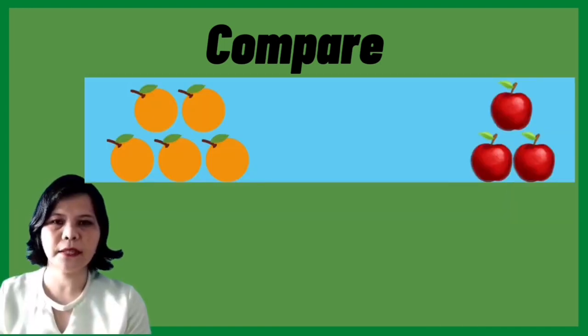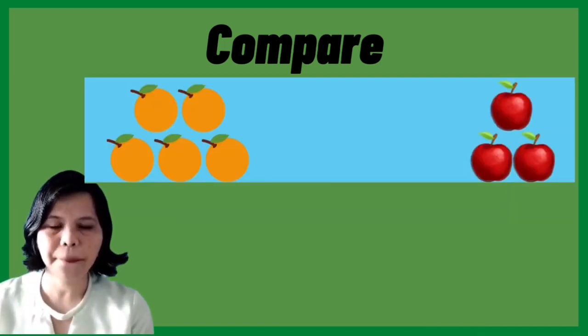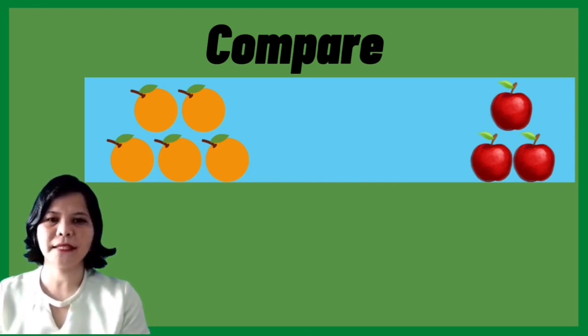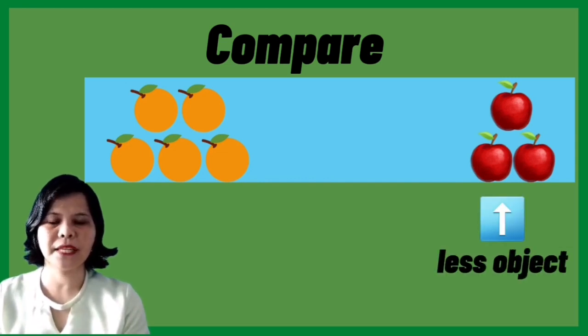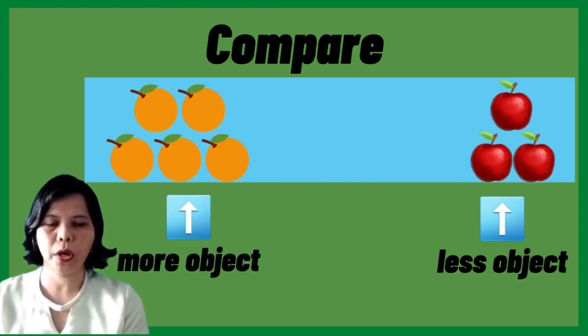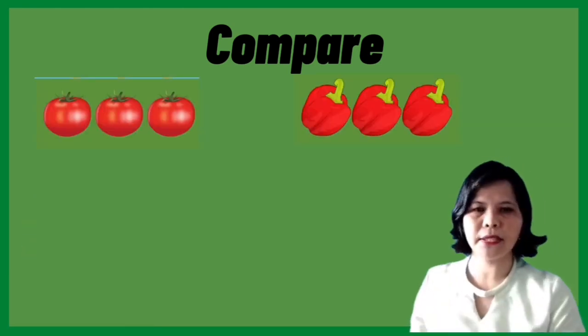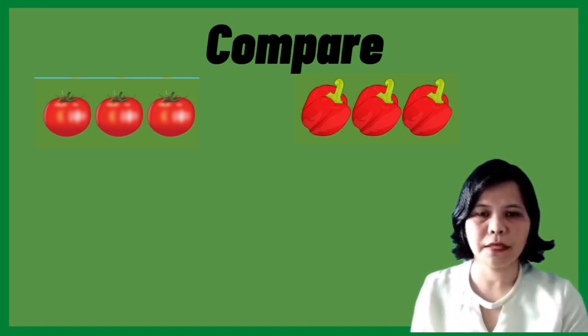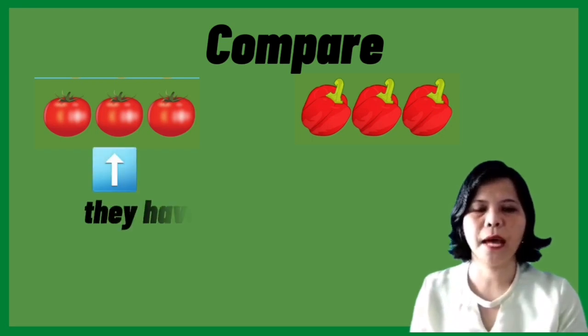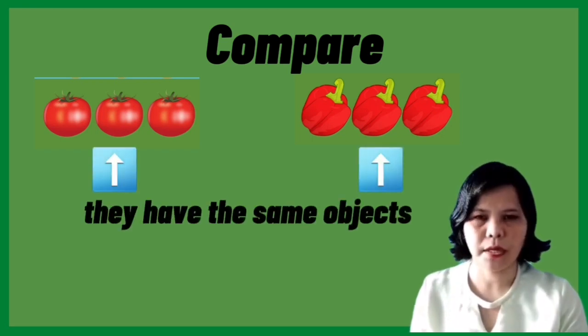Let's proceed to the oranges and apples. Which set of objects has less objects? Very good. It is the apples that has less objects, and it is the oranges that has more objects. How about tomatoes and bell peppers? There are 3 tomatoes and there are 3 bell peppers. So they have the same objects.